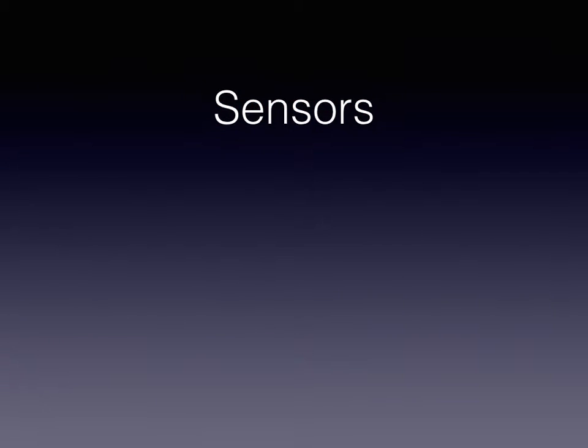Sensors: an accelerometer, a gyro, and a magnetometer. The accelerometer measures units of gravitational acceleration in an X, Y, and Z axis. A gyro measures rotation in radians per second, and a magnetometer measures magnetic field in microteslas in the X, Y, and Z plane. Now, not all devices have all three.